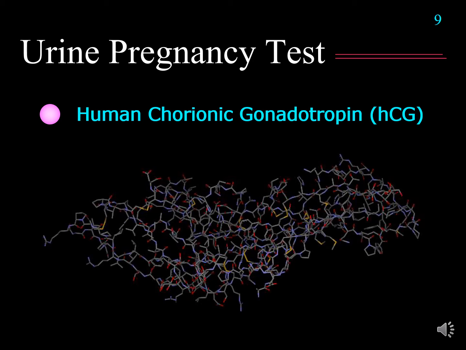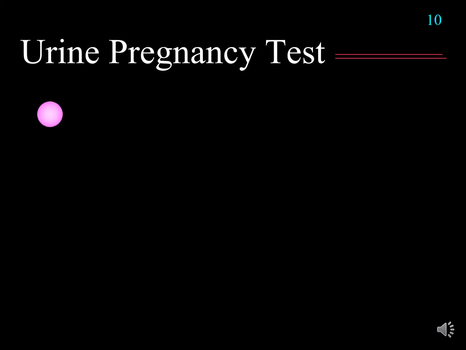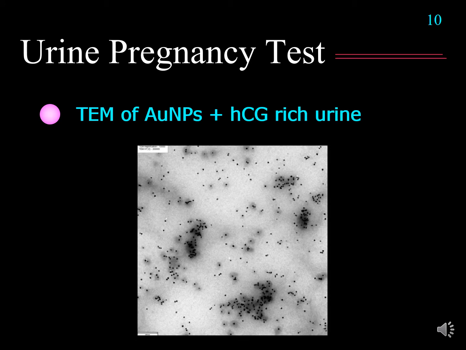This protein is quite huge actually. It's about 8 nanometers. So this protein can adsorb on the gold nanoparticles and prevent them from aggregation, even though we have very high ionic strength in the urine. And this is a TEM image of the gold nanoparticles together with pregnant women's urine, HCG-rich urine actually.